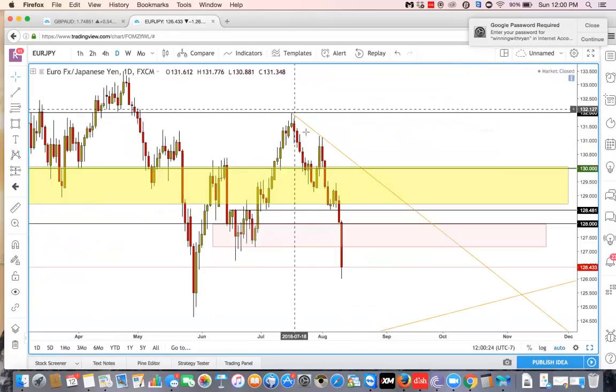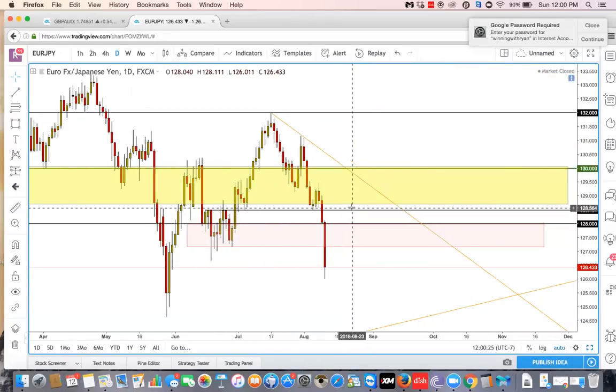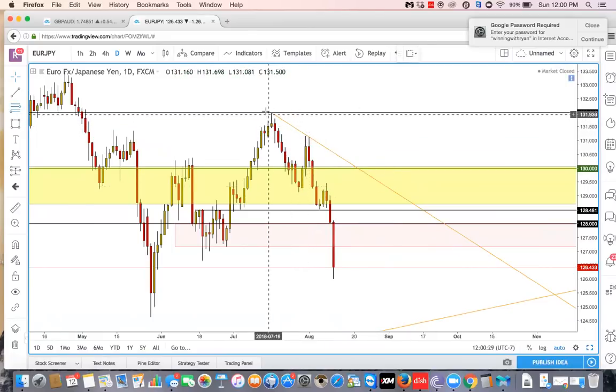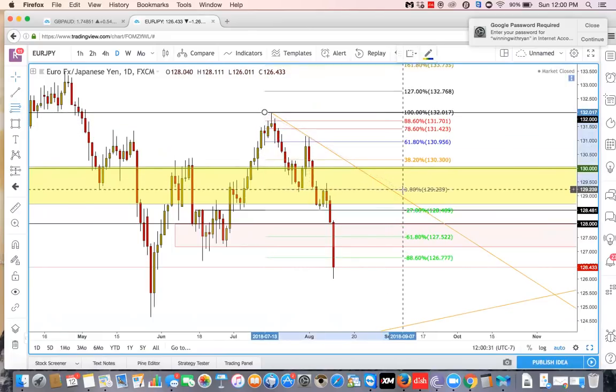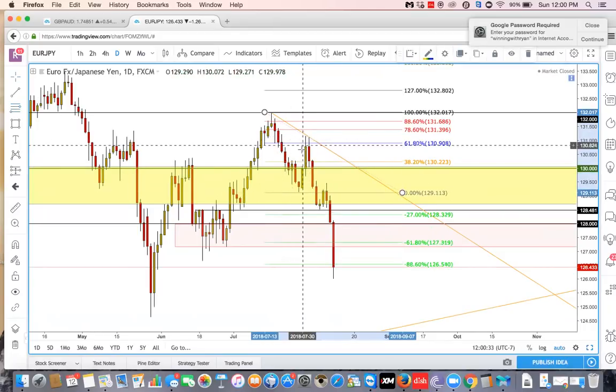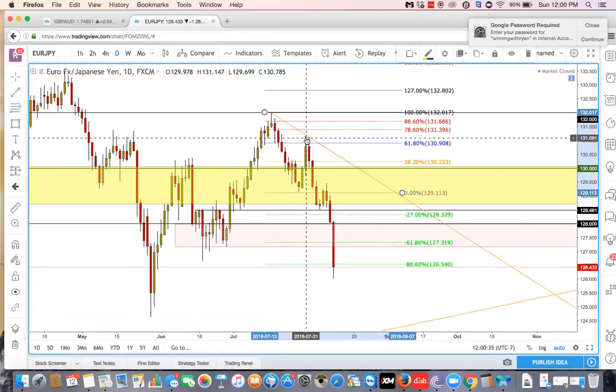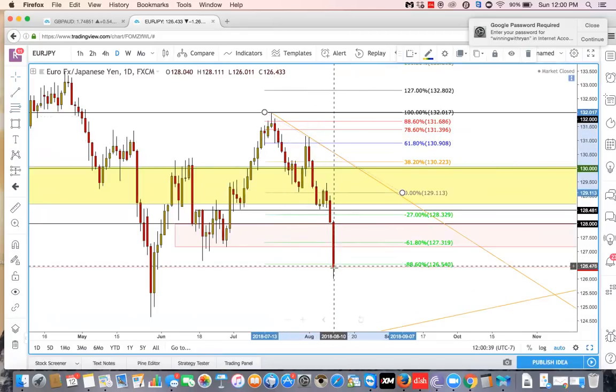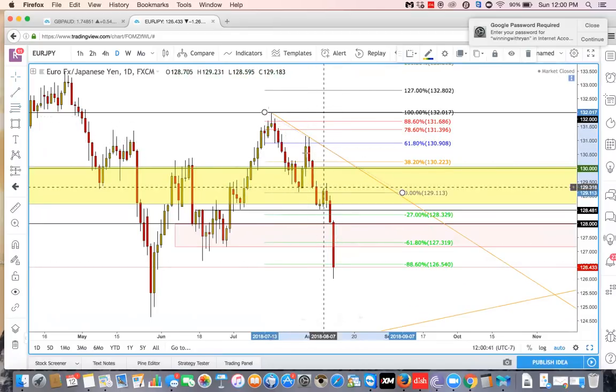Euro Yen. So this is another pair that free fell last week. You can see I drew my fib last week just to give a little recap, from this high to this low. Price pulled up, gave us tweezer tops at the 61.8, and from the 61.8 at 130, shot all the way down to 126. So 400 pips easily on this pair.